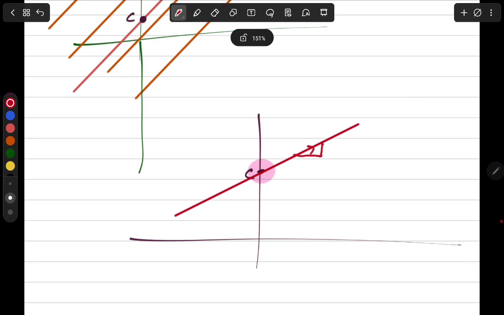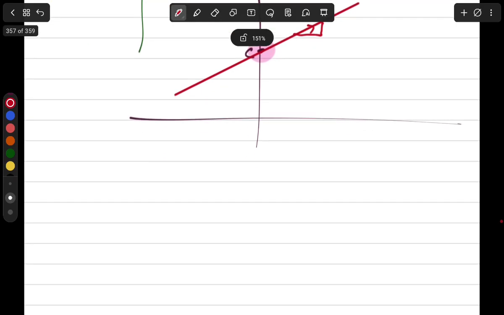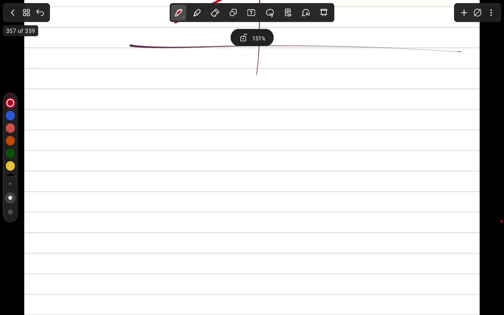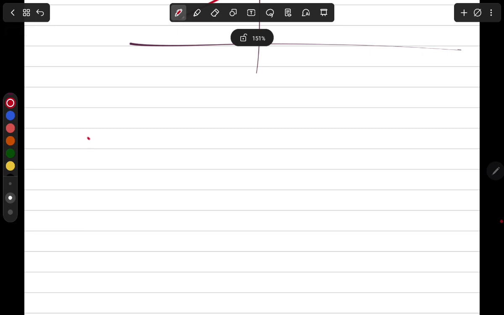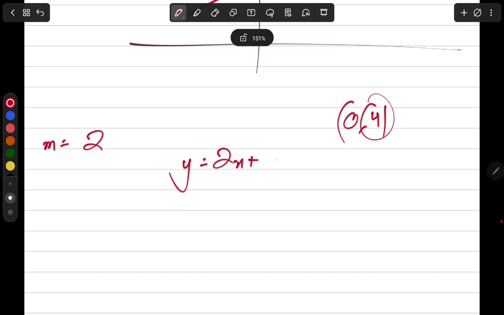So now, we know that m represents the gradient and c represents the y-intercept. Now, let's say you have the gradient given as 2 and you have the y-intercept at 0 comma 4. You can just write down the equation as y equals the gradient, which is 2, so 2x, plus the y-intercept, which is 4. So y equals 2x plus 4.